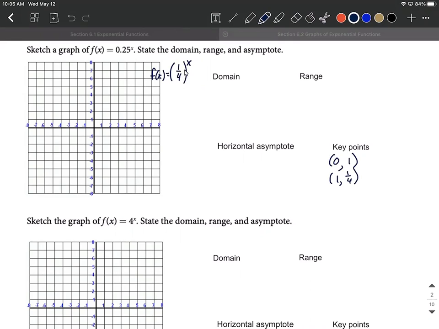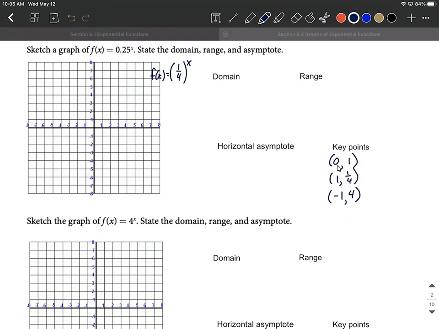However, because we have a fractional base here, a base between 0 and 1, we also want to pick out a third key point, or you could actually use this one instead of the 1 comma 1/4. And that's if we plug in a -1 up here in the exponent. What's going to get returned here is the reciprocal of this base. So instead of 1/4, if we flip that upside down, we get 4/1, or 4 as a key point.